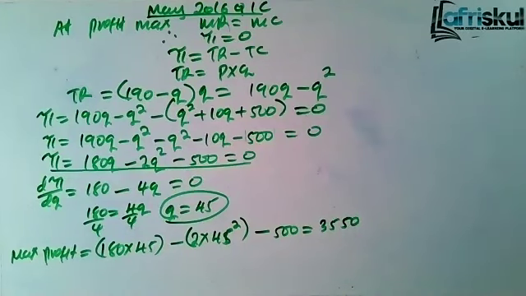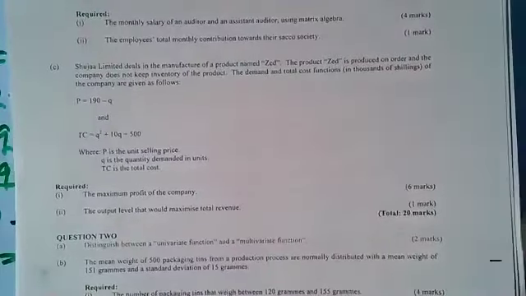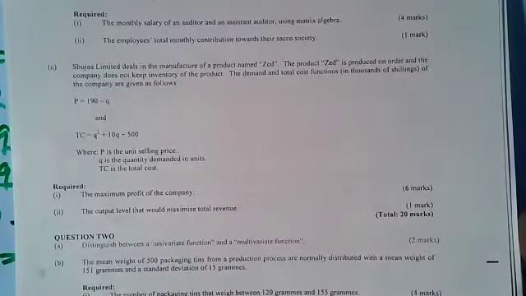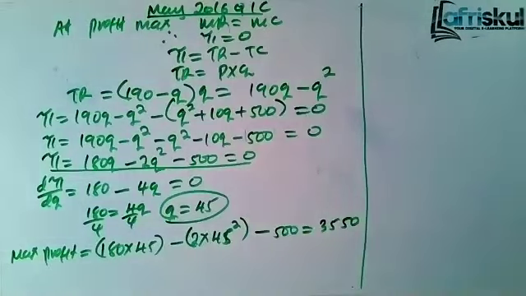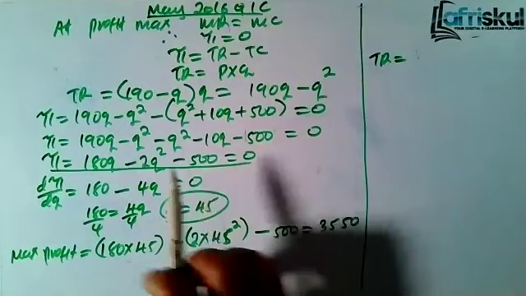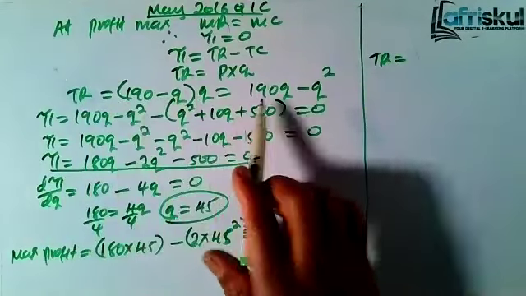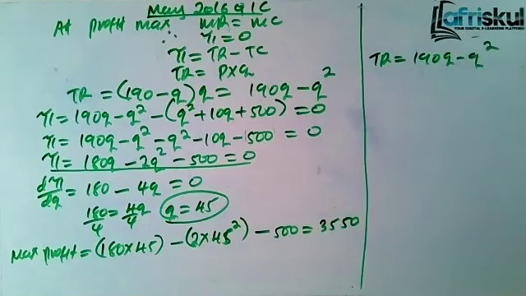Good. Let's go to requirement number 2. Number 2, they wanted the output level that would maximize total revenue. So in this case, we have moved from maximizing profit to maximizing total revenue. So we already have the total revenue function. Here is the total revenue. The total revenue we saw was 190Q minus Q squared.